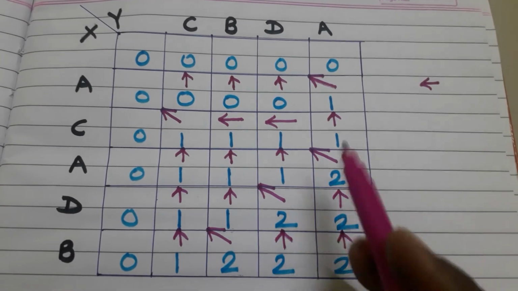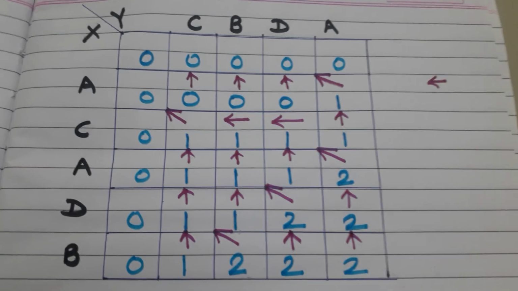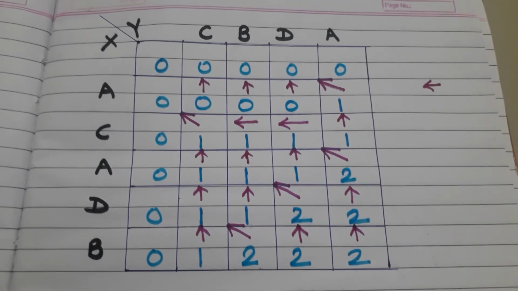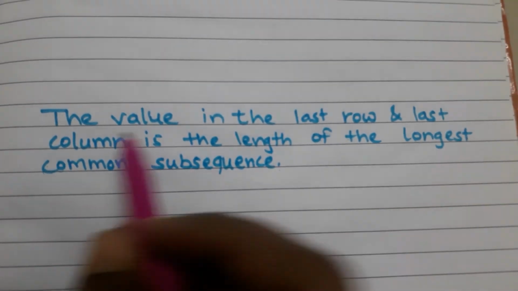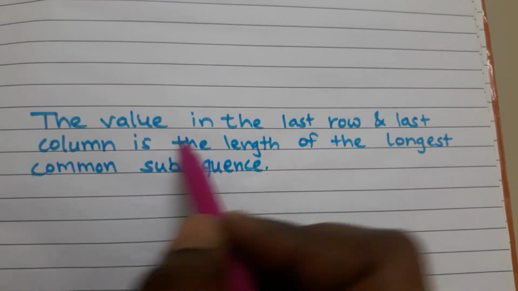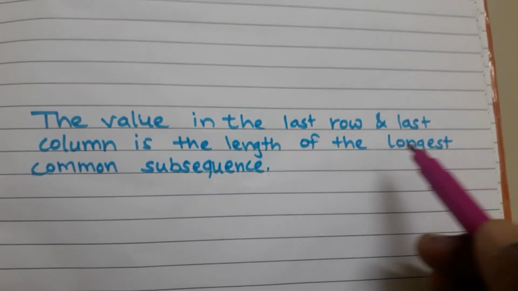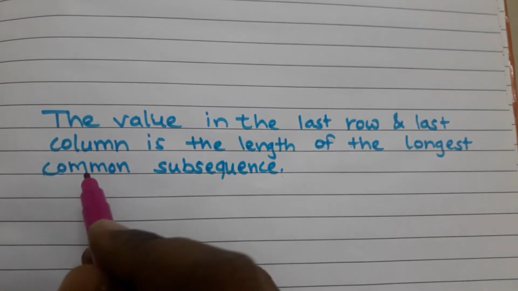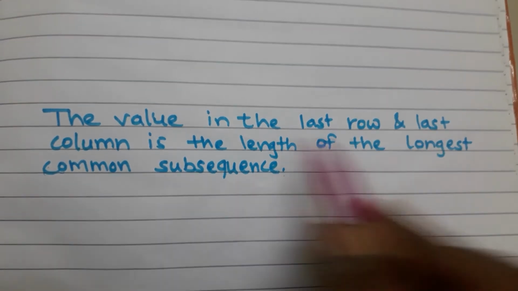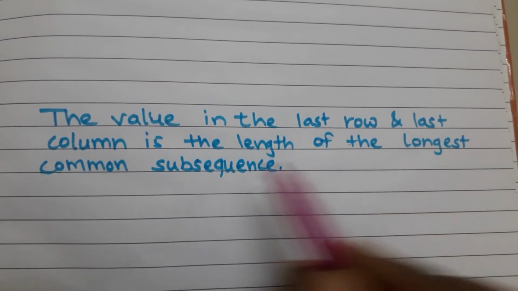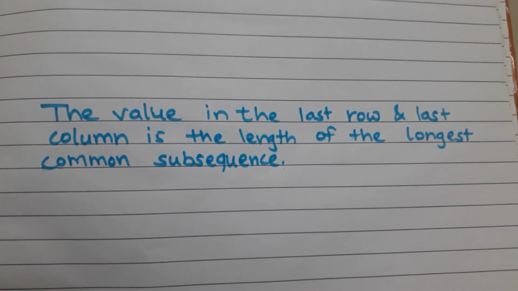Now when you complete this table, after that we have to take the last cell. So the value in the last row and last column is the length of the longest common subsequence.